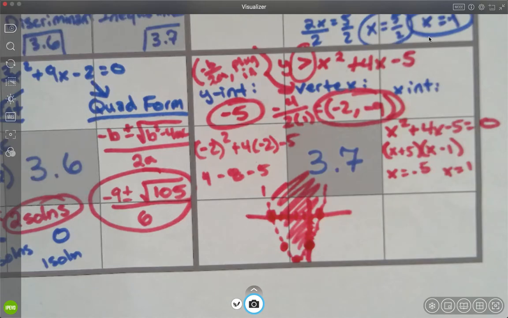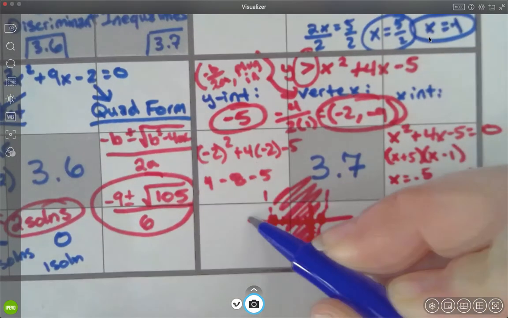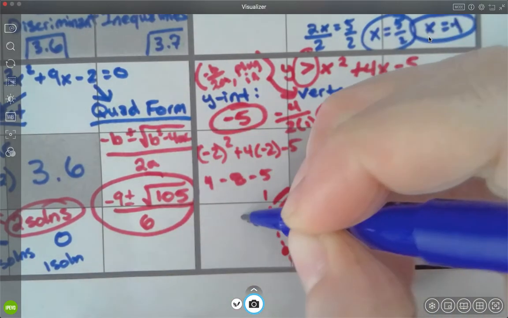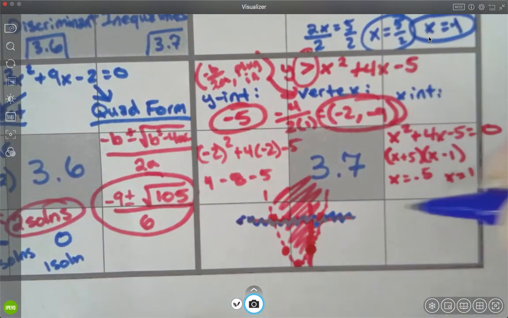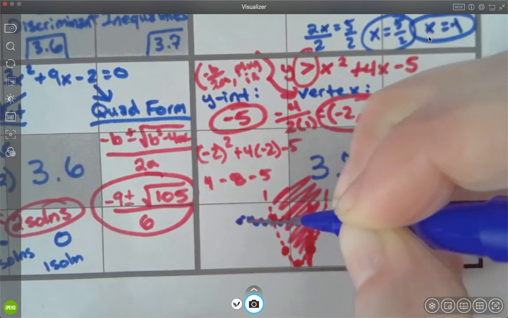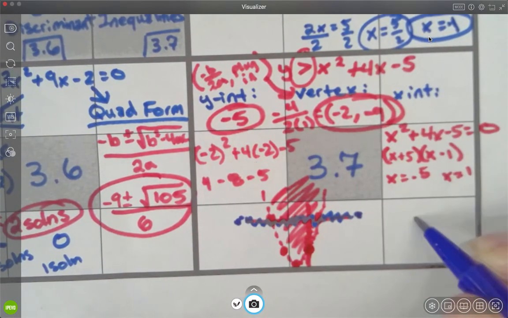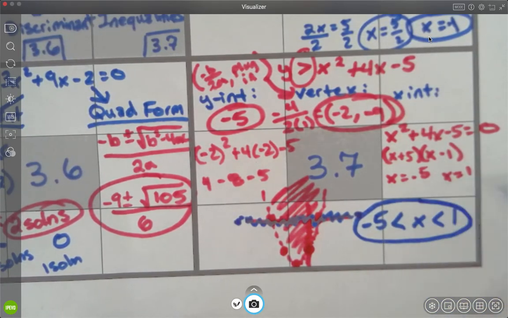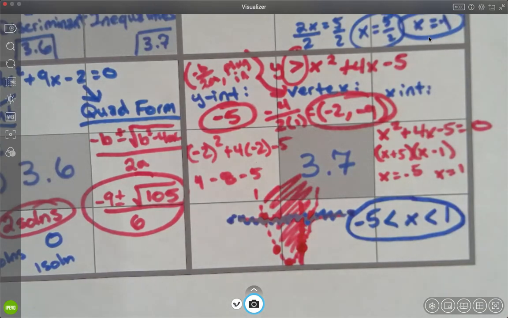Now, the last thing that we have to do is the solution. So what I do is I look at this guy right here. -5. I look at that guy. Can my X live over here? No. Excellent. Can my X live in the middle here? Yes. So X has to live in between where? -5 and 1. Is it equal to? No. X has to live in between those two values. Does that make sense to you?